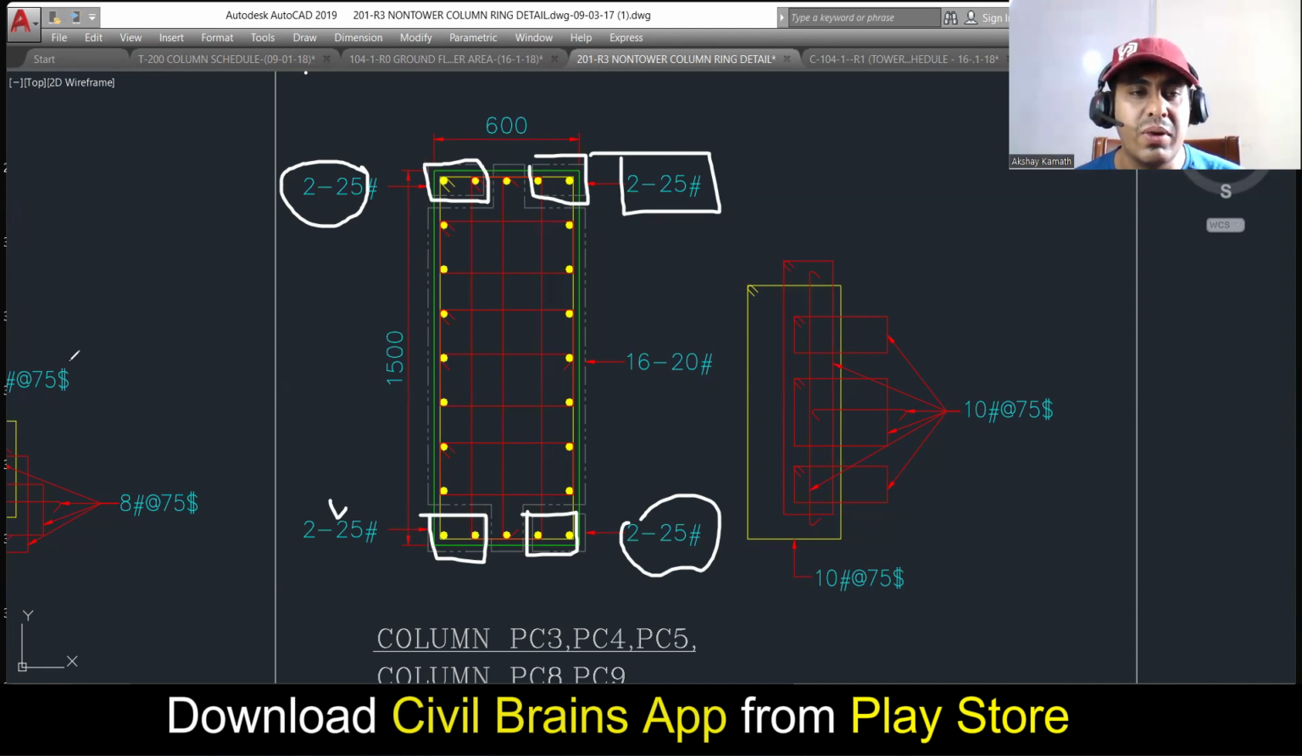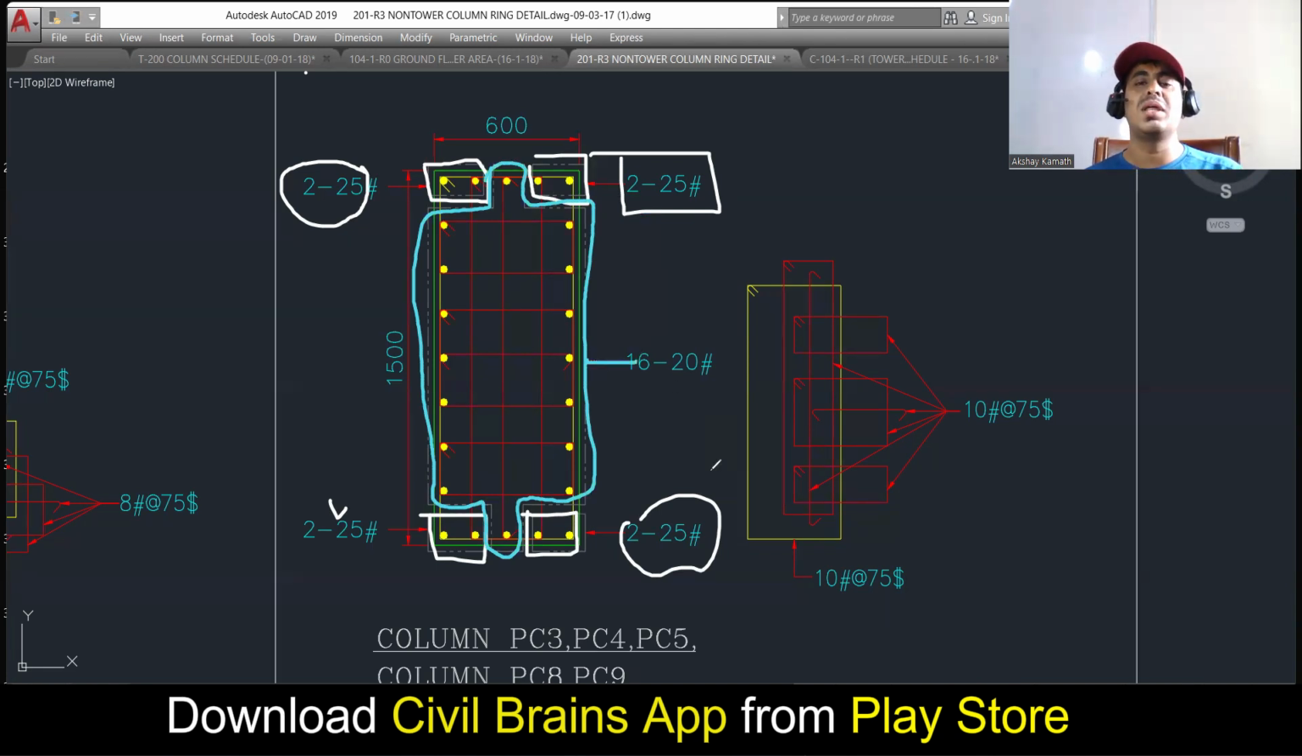Apart from this, whatever bar you have, that is this bar. He has shown it like this. This much bar, whatever you are providing, all the bars inside the blue color, so this has to be 16 diameter, 20 number of bar. So this is how you are supposed to understand this drawing.